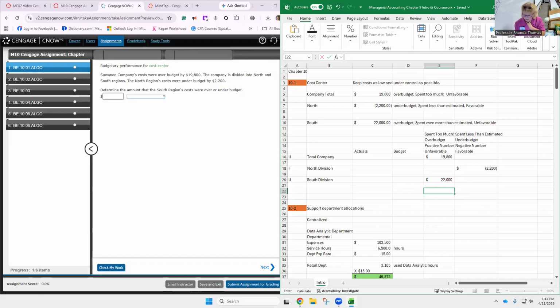Okay. All right. So once again, these two numbers are supposed to add up to this. So if you take 22,000, that's the biggest unfavorable, and subtract the favorable 2,200, you're still left with an unfavorable of 19,800. So that should clear us up there, I think.